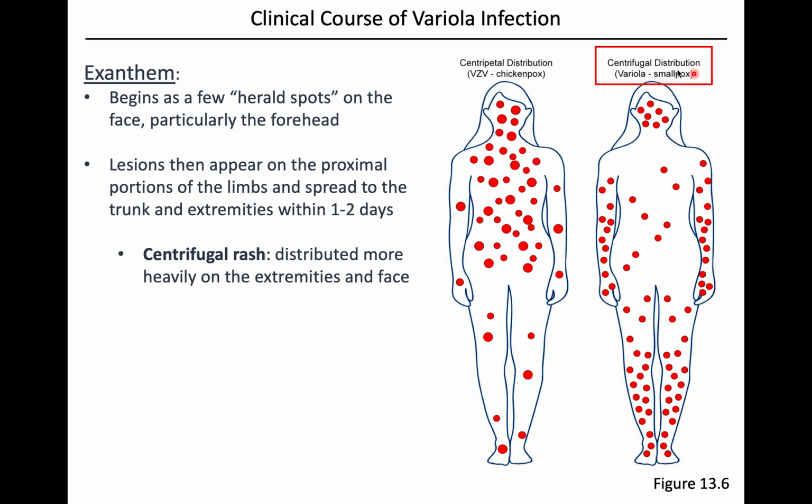But the lesion pattern you get with smallpox is what's called a centrifugal distribution. So it's almost as if you centrifuge the virus out of the person's core, and it's all mostly out here in the extremities. The chickenpox rash, in contrast, is a centripetal distribution, so just the opposite, where most of the lesions are concentrated on the body core, on the trunk, rather than on the extremities.